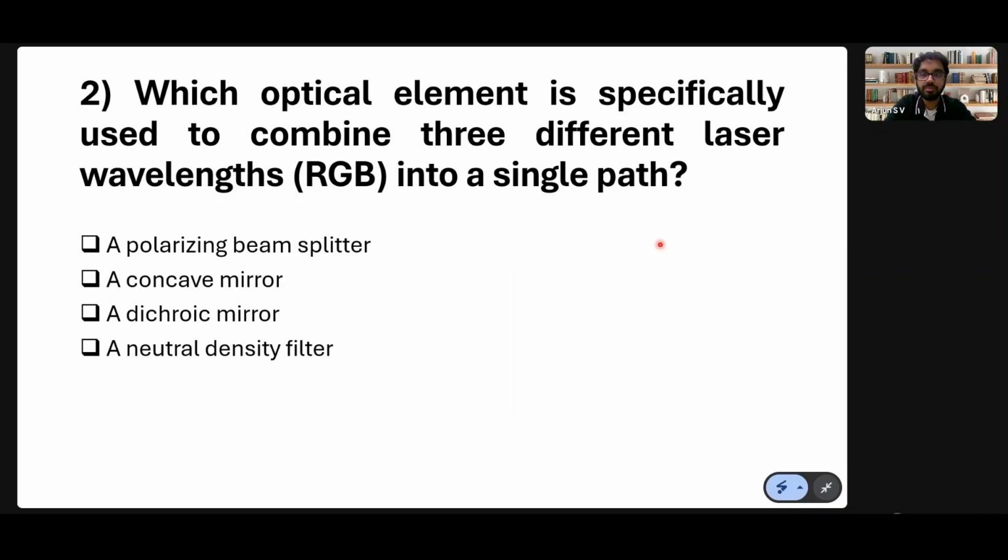Which optical element is specifically used to combine three different laser wavelengths into a single path? There is an optical element used to combine three different wavelengths, RGB, into a single path. Which one is it? A beam splitter can't converge into a single path. The same goes for a concave mirror, which is more used to diverge. So the answer is the dichroic mirror.